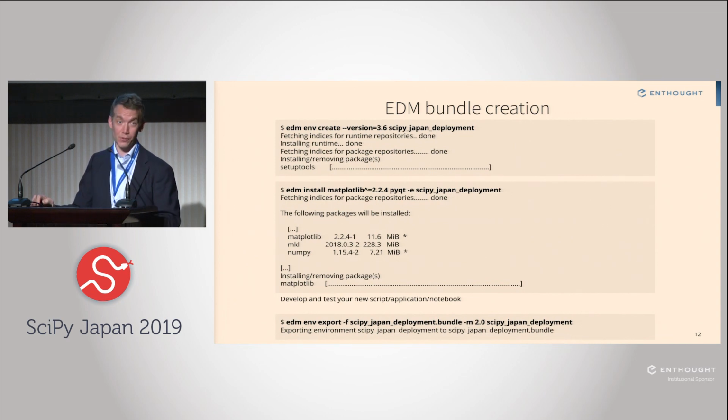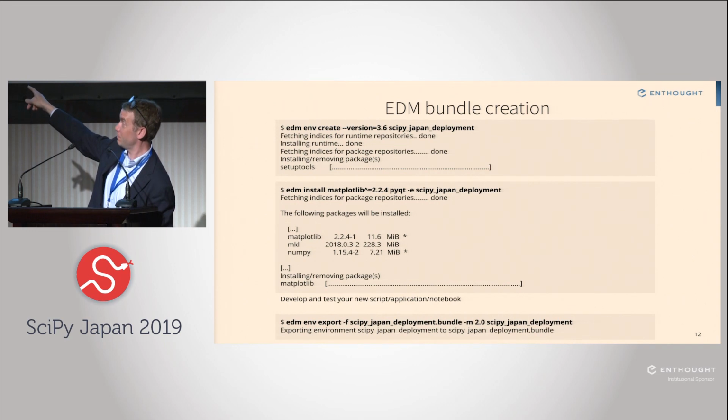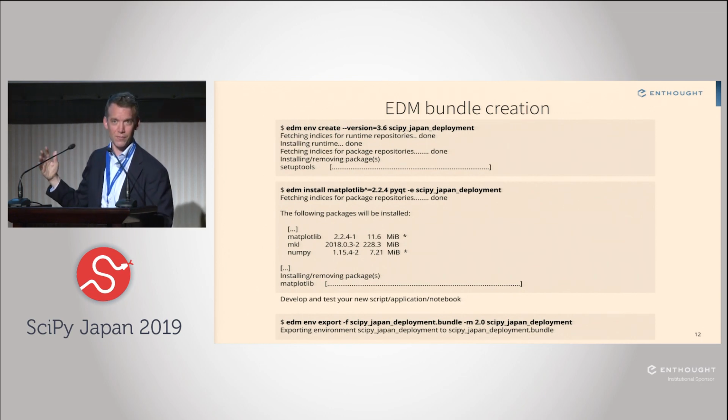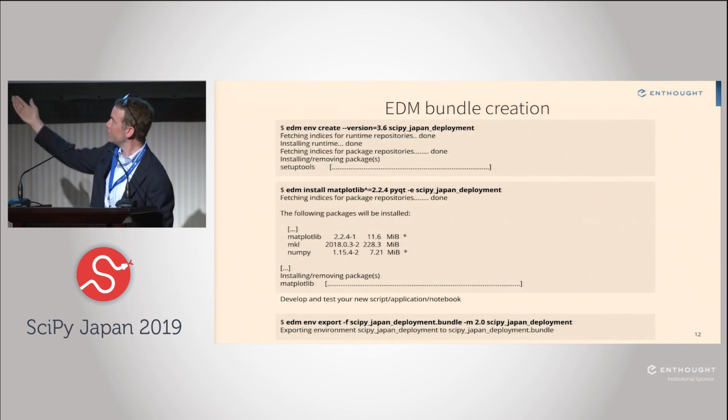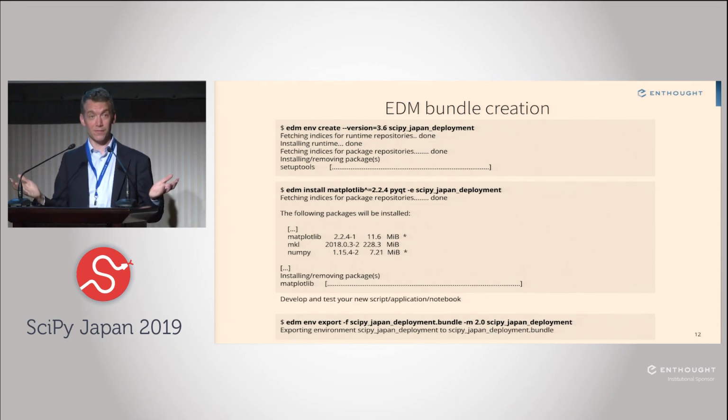EDM provides that export function. So EDM environment, please export my SciPy Japan deployment environment, and I give it a file name. So you see that SciPy Japan deployment.bundle. That extension is not very important. It's just so that you can recognize a bundle file. And there is a metadata format, so I'm just using the 2.0. You can ignore that. It's just by default. And now I have this bundle file, which is a JSON file. We can look at that in a minute. And it's supposed to give me all what I need to reproduce exactly that environment in some other place.